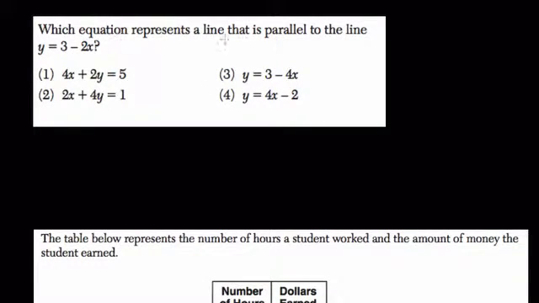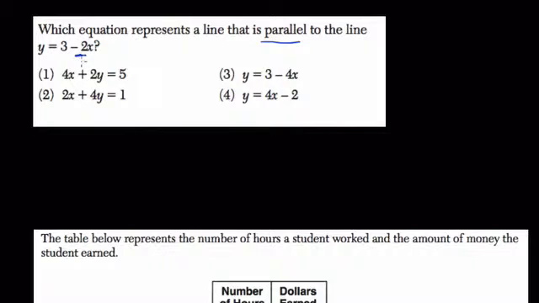Which equation represents a line that is parallel to this line right here? Well, again, lines are parallel if the slopes are equal and the y-intercepts are different. If the y-intercepts were the same, it would just be the same line. That would be called collinear. Here, the slope is negative 2, right?